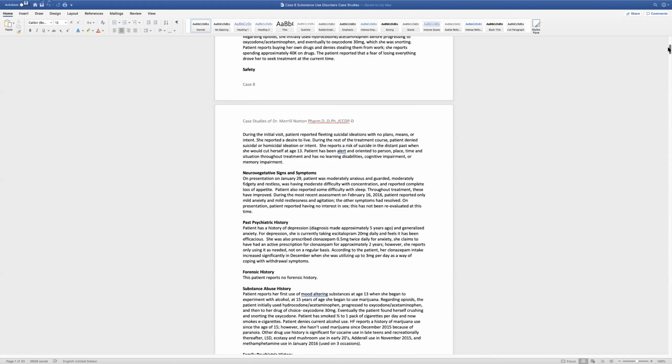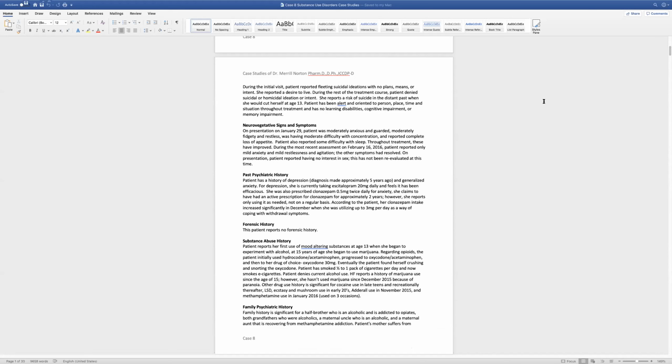Initial vision, she reported fleeting suicidal ideation, no planned means or intent. Reports desire to live despite arrest and treatment. Of course, she denied suicidal, homicidal ideation or intent. Reports risk of suicide in distant past when she cut herself at 13. She's been alert, oriented to person, place, time, and situation. Has no identified learning disabilities, cognitive impairment, or memory impairment.